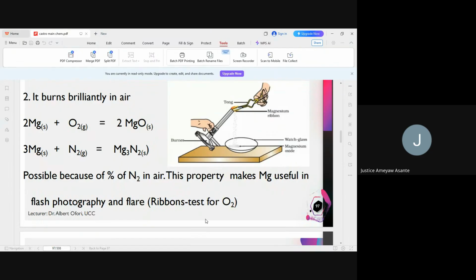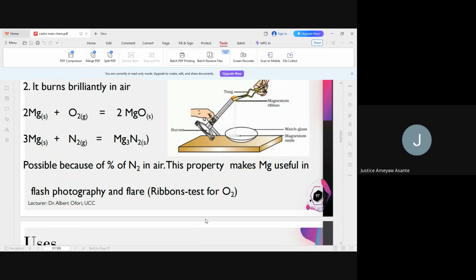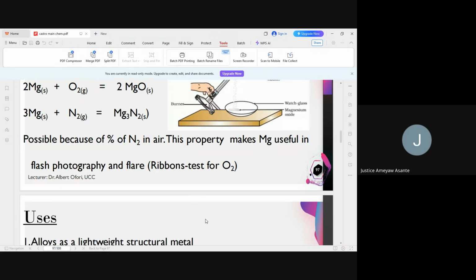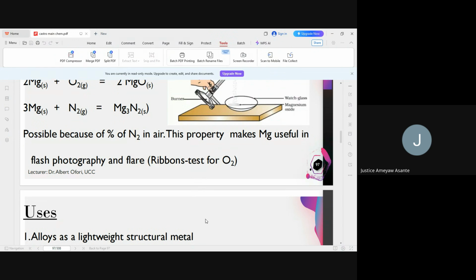How does it burn in air? It burns brilliantly in air to form magnesium oxide. Then it also reacts with nitrogen directly for you to get magnesium nitride. Possibly because of the presence of air in the atmosphere, and the air contains nitrogen. That's why it is able to combine with nitrogen. This property of magnesium makes it very useful in photography and flares.